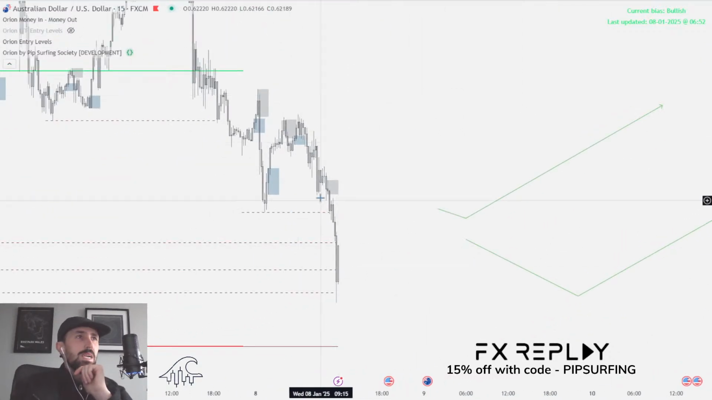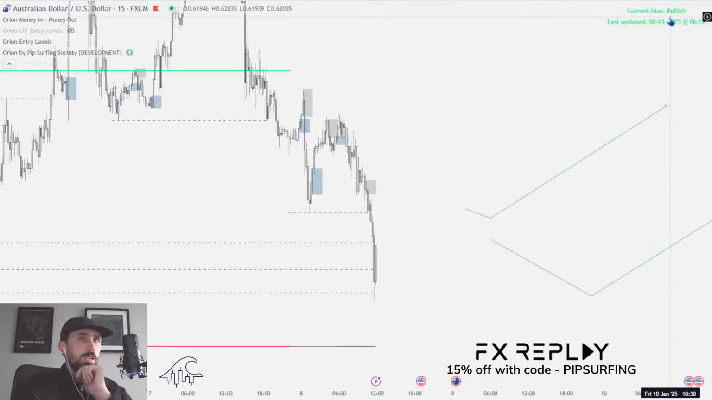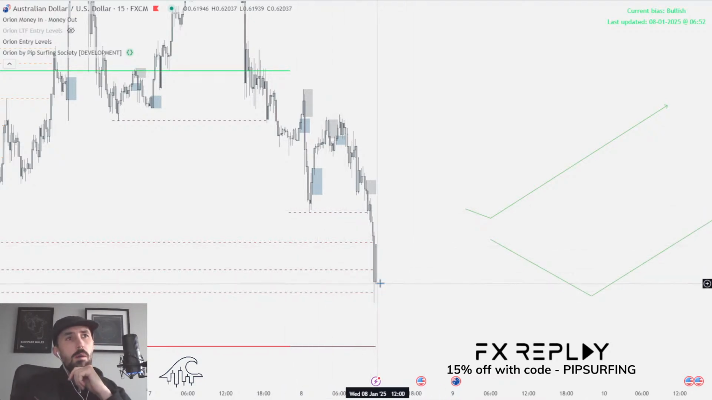We're looking for money in now on this. We've had a bias change. We're looking for money in. We've swept out 1, 2, 3, 4 of the lows. So we're looking for a money in movement here.